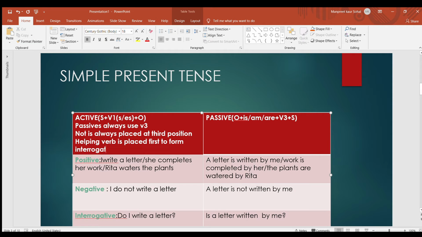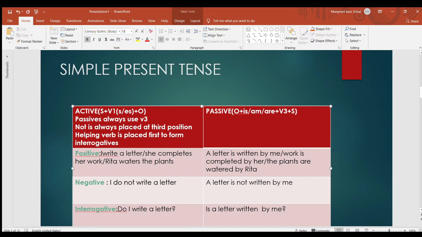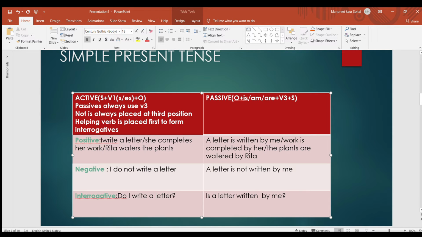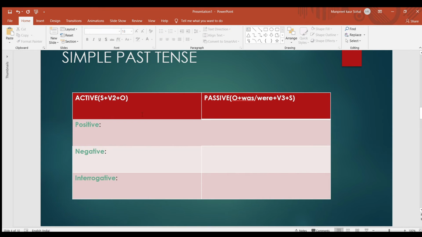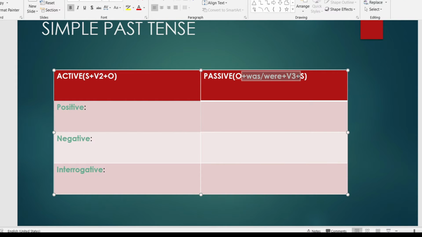So let's do the simple past tense now. The formula in the active case is subject plus second form of verb plus object. When we convert this into passive, this becomes object plus was plus third form of verb plus subject.